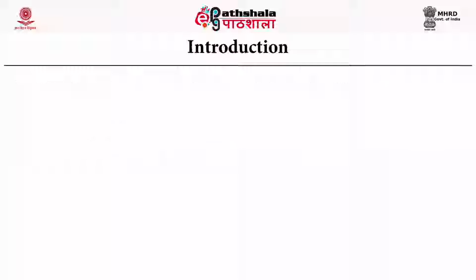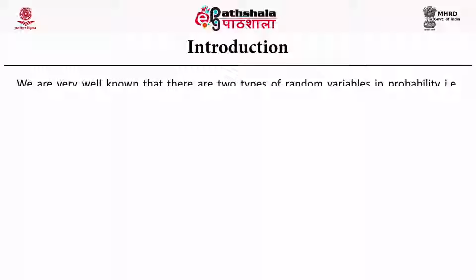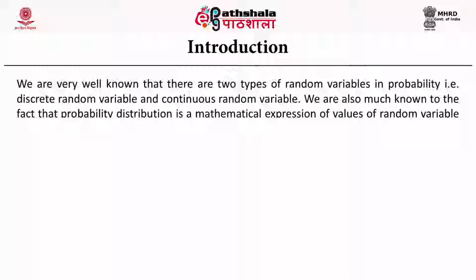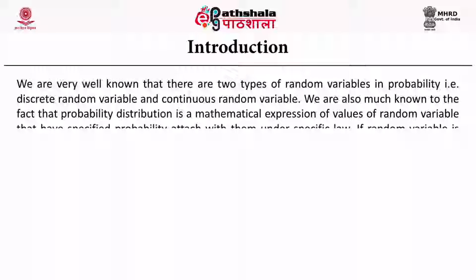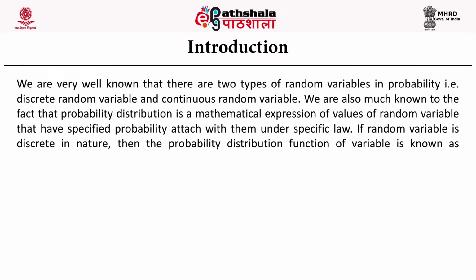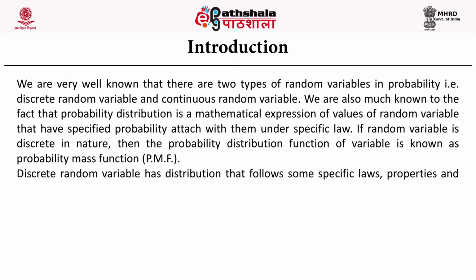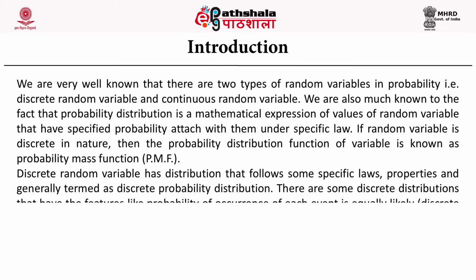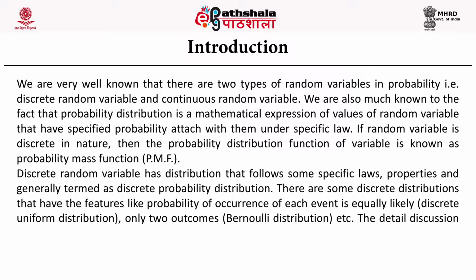We very well know that there are two types of random variables in probability, that is discrete random variable and continuous random variable. We are also aware that a probability distribution is a mathematical expression of values of a random variable that have specified probability attached to them under specific laws. If the random variable is discrete in nature, then the probability distribution function of the variable is known as probability mass function. A discrete random variable has a distribution that follows some specific laws and properties, and is generally termed a discrete probability distribution.